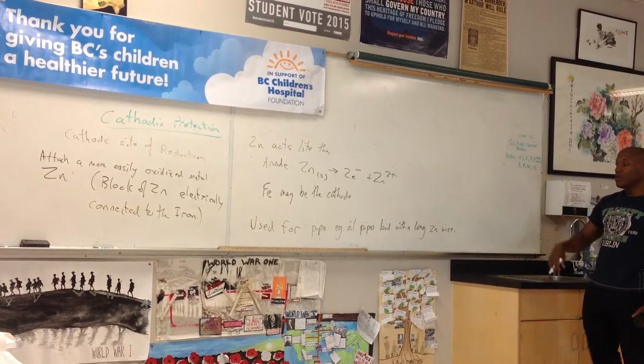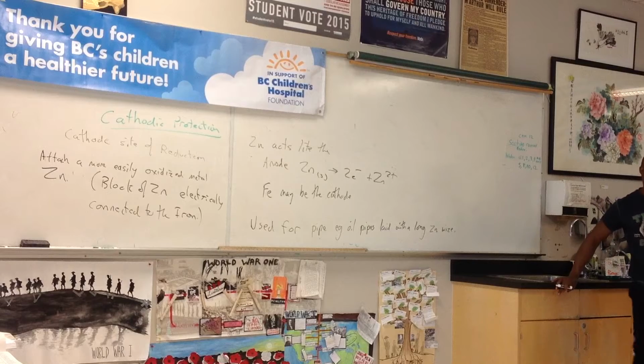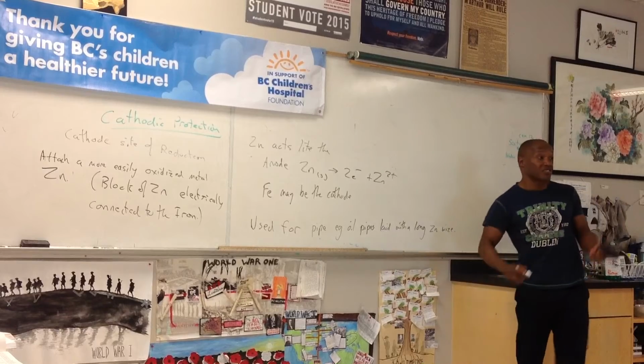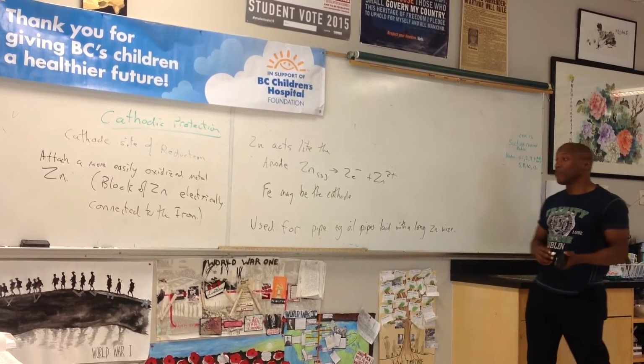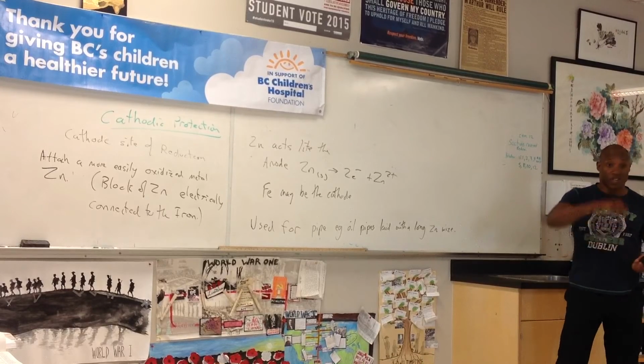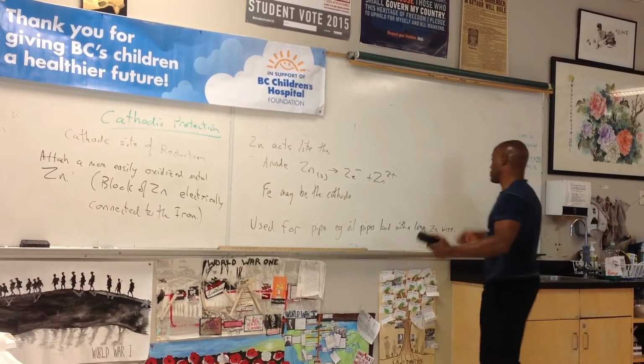For example, oil pipes are laid with a long wire of zinc, and the wire of zinc is attached specifically to the oil pipeline at reasonable intervals, so it can donate its electrons. The zinc is sacrificed. Another name for this is a sacrificial anode. Why sacrificial? Because it's giving up its body.